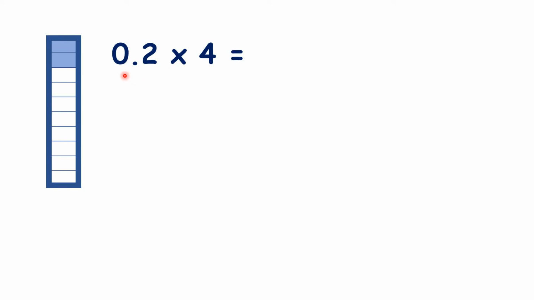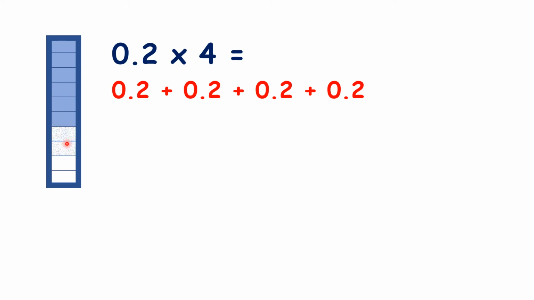Let's think about how we might work out 0.2 times 4. We know that 0.2 is 2/10. So if we're multiplying by 4, we have 0.2 4 times. We have one 0.2 here already, so we can times it by 2, 3, 4, and then you can see that we have 8/10 or 0.8.